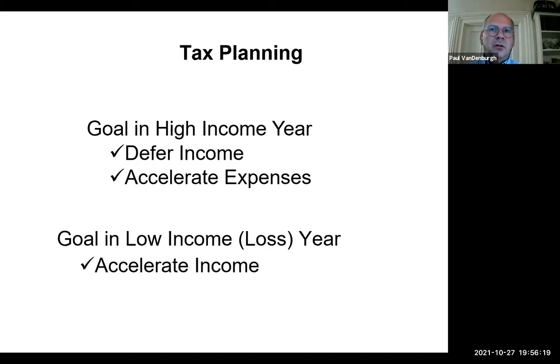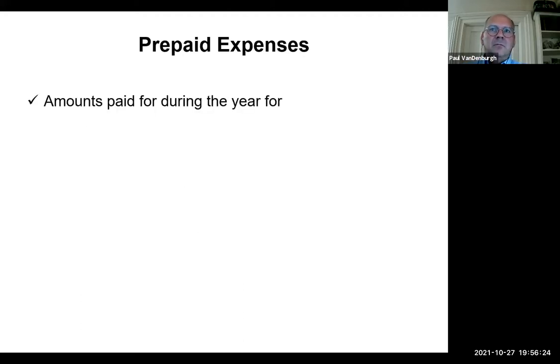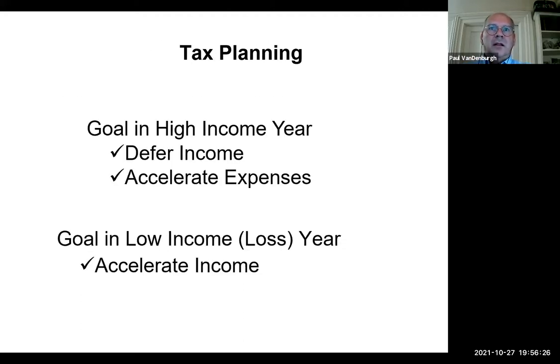A low income year is really the alternative of above. Accelerate income. And let me go back to this, accelerate income. We've had some low income years in the past. One of the maneuvers, one of the tax strategies that we would try to implement would be to force there to be income in that year. How would I do that? Well, let me give you the scenario.